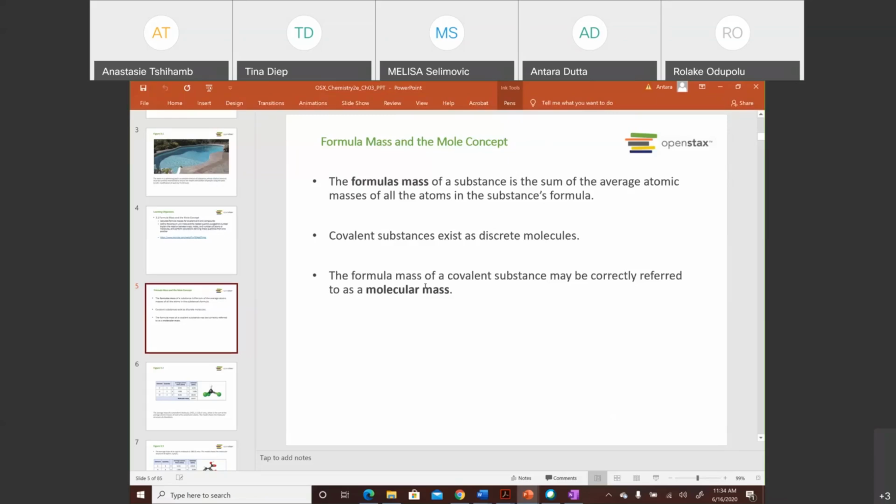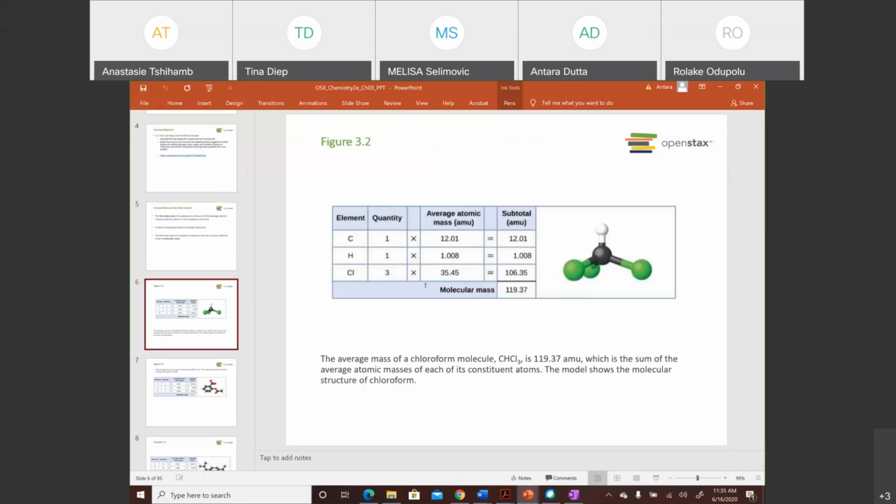Okay, I'm going to show you some examples. This is our calculation: carbon, hydrogen, chlorine. If you take one carbon, one hydrogen, one chlorine, the average atomic mass provided on the periodic table for carbon is 12.01. You multiply that by 1. Hydrogen is 1.008, and chlorine is 35.45.